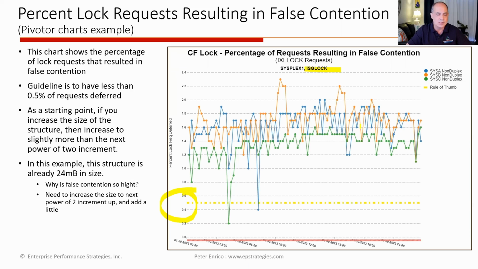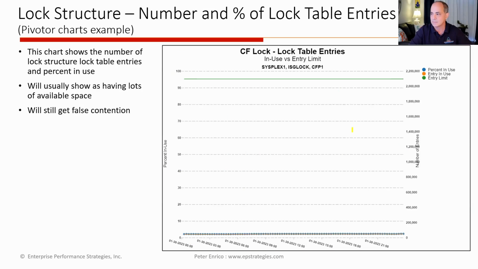So this is a good example of this coupling facility structure is probably too small, so we need to make sure that we make it larger. And what making it larger does is it increases the size of the lock table. And by increasing the size of the lock table, you decrease or can alleviate false contention.